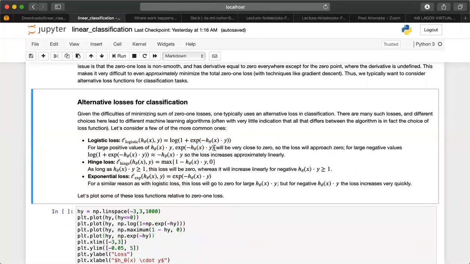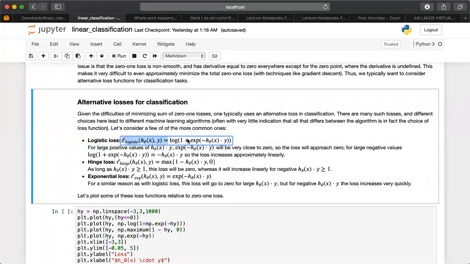So for this logistic loss, it's saying that for a large positive value of h of x times y, the loss will be very close to 0. It's easier to see as you go further ahead, as you increase the value on x. This is the logistic function.